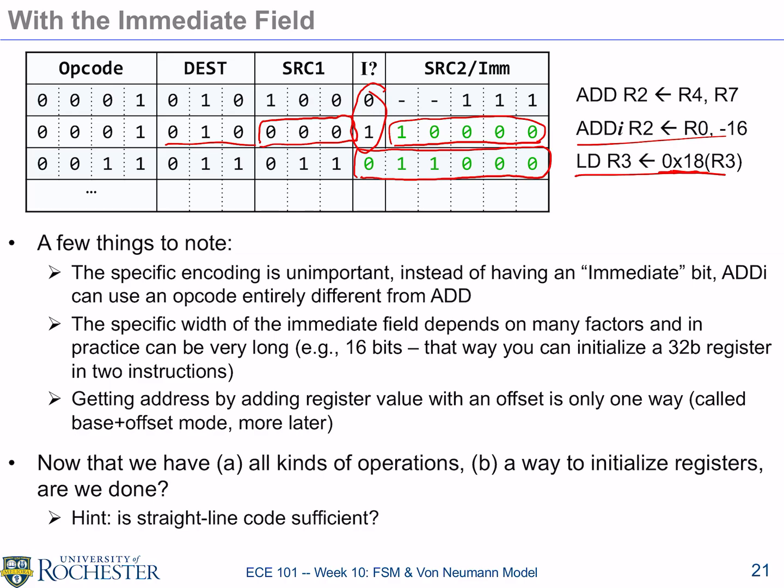So we need some way to change this straight line code model. We have to be able to go back, go forward, to jump across code, because otherwise we're loading straight code from one sequence. And that's the story that we'll continue next week.